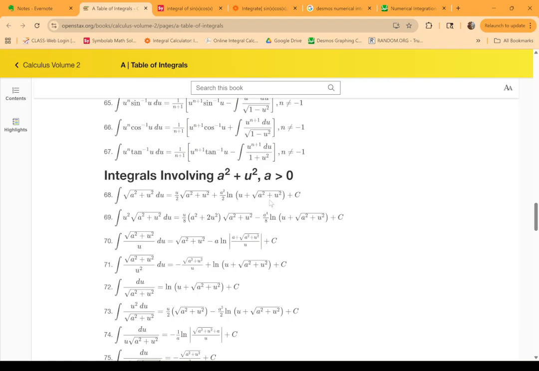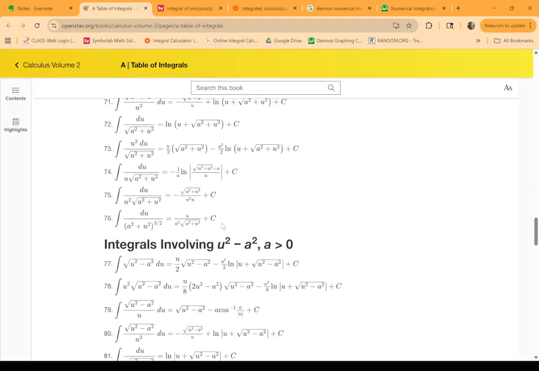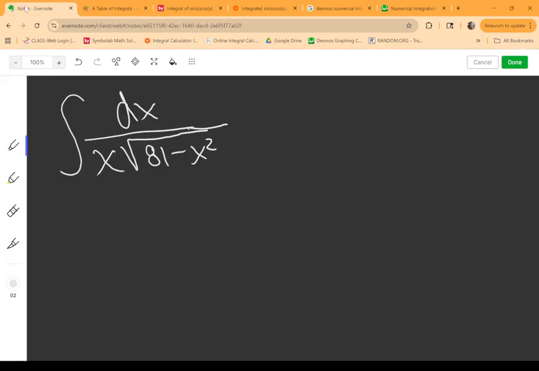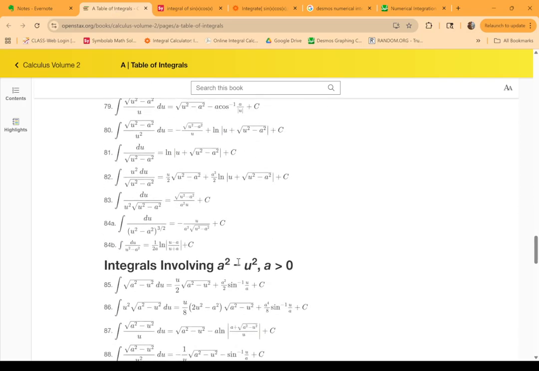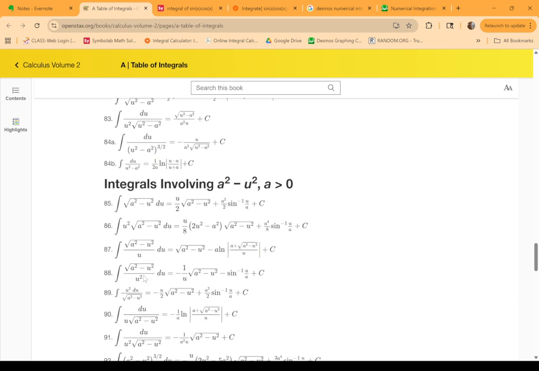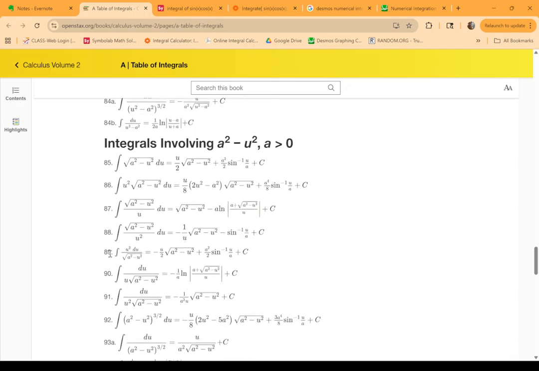Now here we go. Integrals involving a squared plus u squared, where u is the variable of integration. So it's not this one. It's not u squared minus a squared, although it is close. I want it the other way: a squared minus u squared, where in our case, u is our x. All right, here we go. Now scrolling down, I'm looking for a root in the denominator. Integral 89 has a root in the denominator, but has a u squared on top, so it's not quite what I'm looking for.